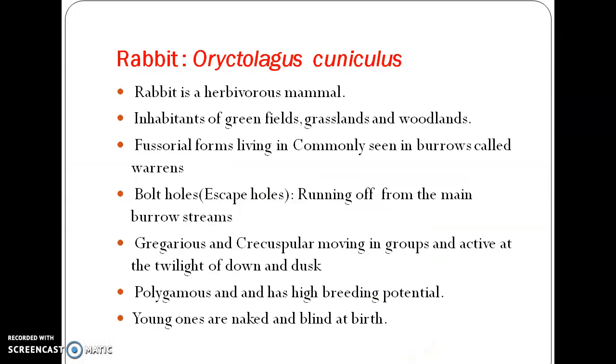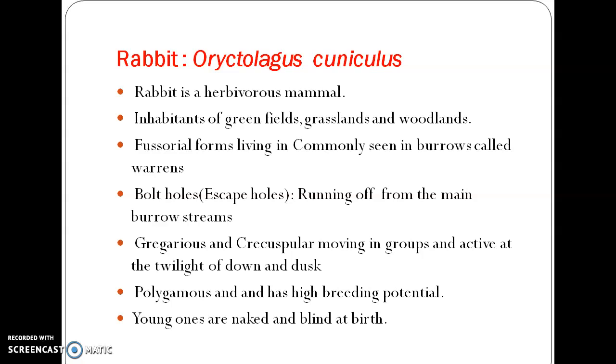The scientific name of the rabbit is Oryctolagus cuniculus. As we all know, this is a herbivorous mammal, mainly found in green fields, grasslands as well as woodlands, because they generally feed upon small herbs as well as grass-like things. So these are generally found associated with grasslands, green fields and woodlands.